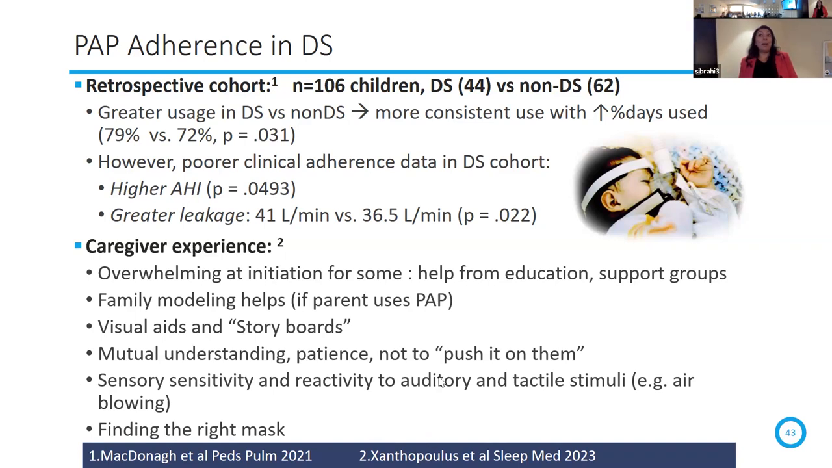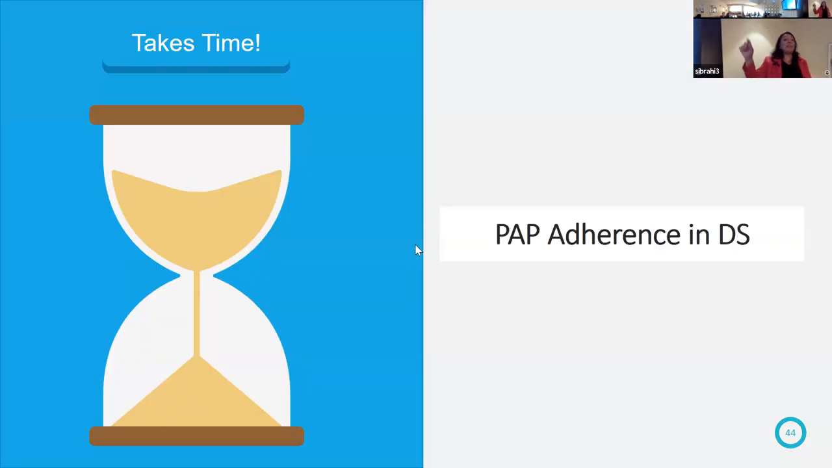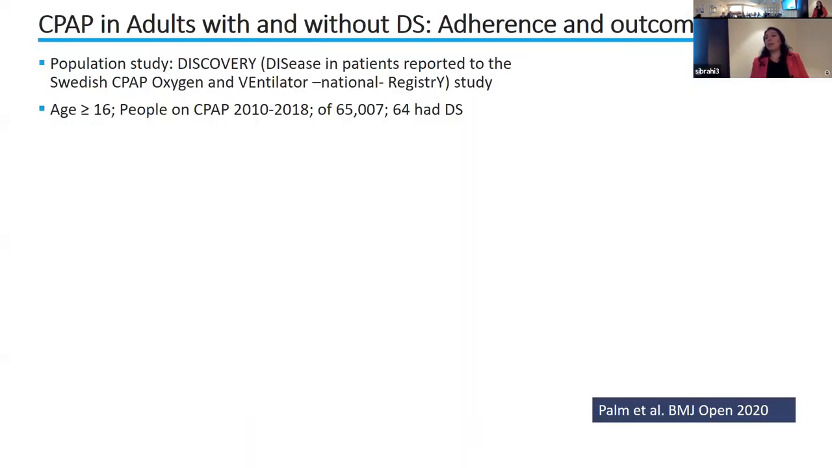So good luck if you have CMS because that's going to be a barrier. And so we have to often write letters for these patients. And we have to write letters because it takes time and sometimes beyond the 90 days to get to 4 hours. So writing letters, hats off to Jennifer Stone and team because they're always writing letters on behalf of these patients to get masks and more time for these patients to adapt to their CPAP.